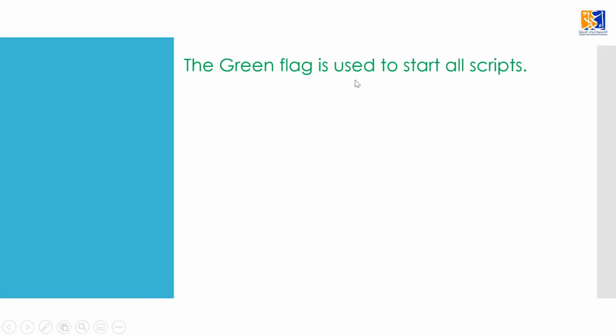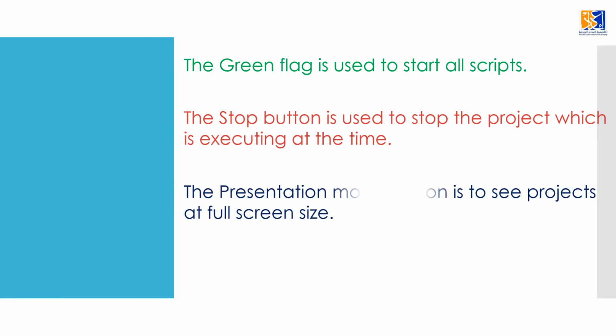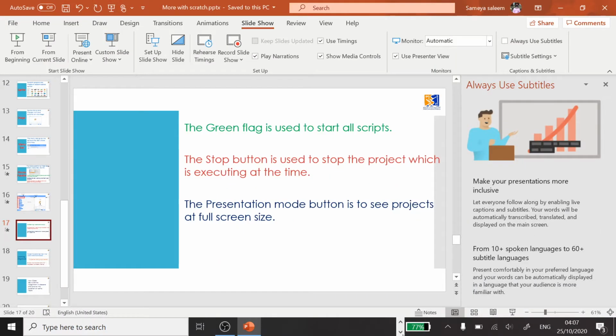The green flag is used to start all scripts. The stop button is used to stop the project which is executing at a time. The presentation mode is to see projects at full screen. Now let me open my Scratch window to show you all.